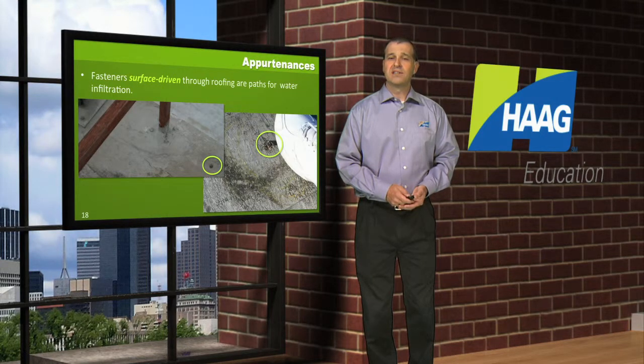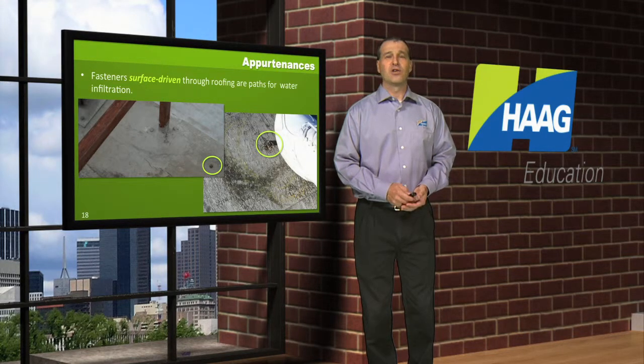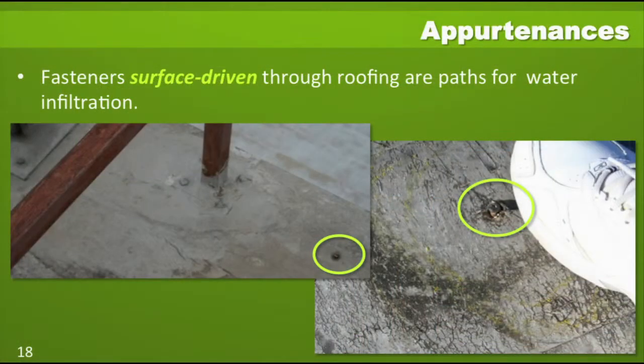Whenever you see fasteners surface driven into the roof, chances are that was not done by the original roofing contractor. That can be done by later maintenance, other type of appurtenances or equipment that's added onto the roof. In the photograph shown in this slide, we have circled areas where fasteners are driven directly through the roof system, and there's no proper flashing there. You've got serious concerns for water infiltration in areas such as these.